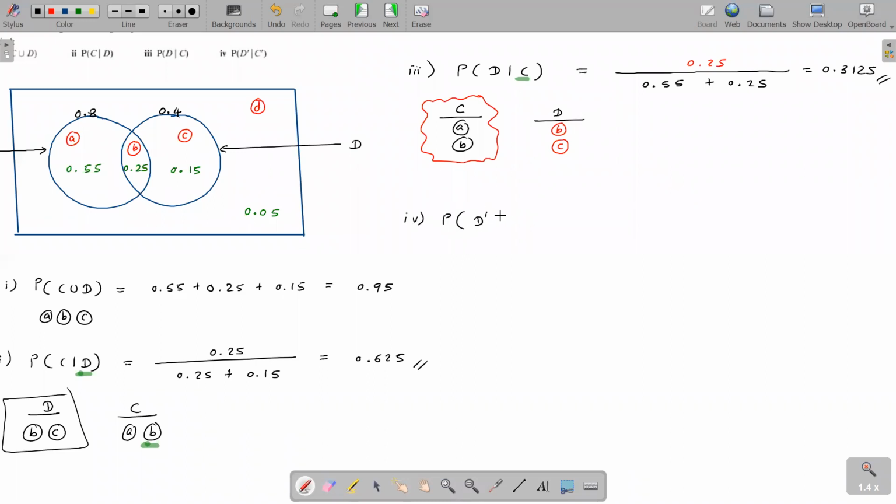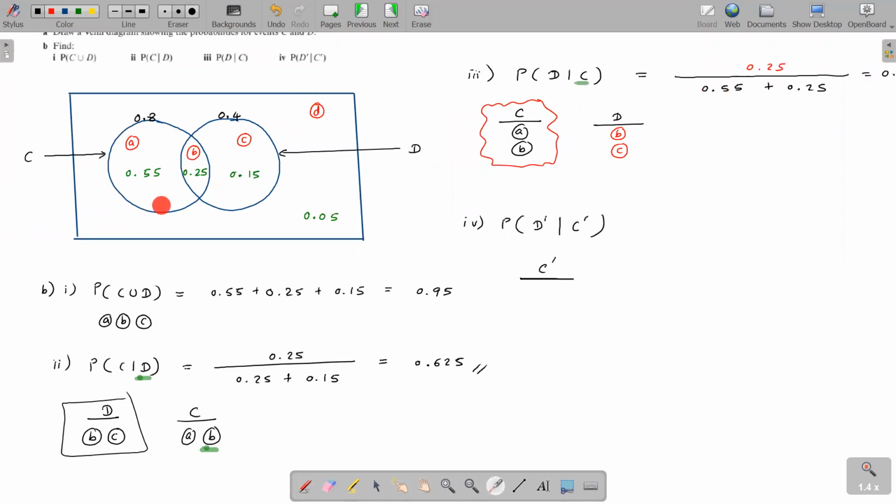So last part. Probability of D dash given C dash. Okay, so now the given probability is C dash. So guys, you all know how to do this. C dash means what? The complement of C. So this is C complement. So that means you take the regions outside of circle C. So what are the regions outside of circle C? Inside circle C, we have regions A and B. Outside of circle C, we have the regions C and D.